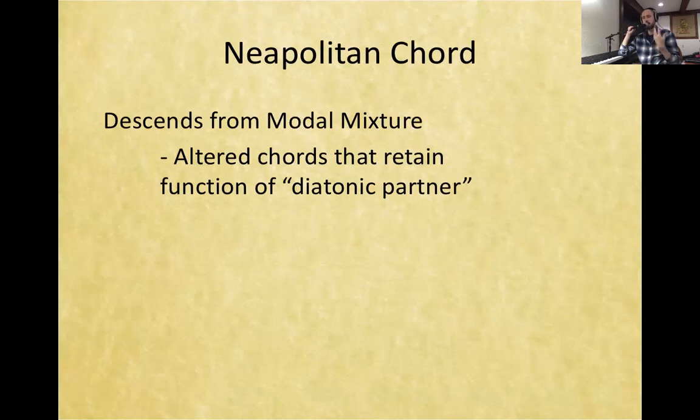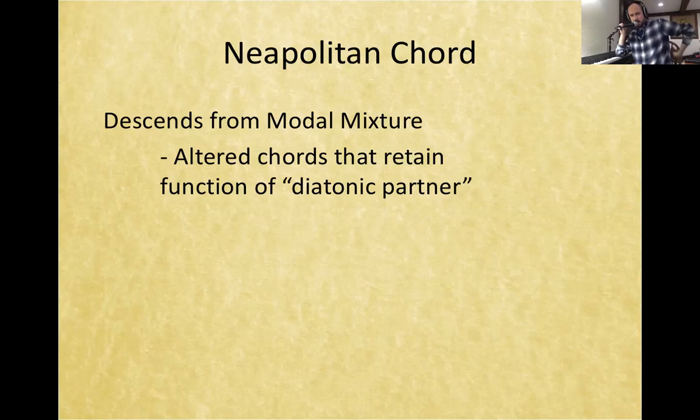By that, we mean that in the modal mixture world, if I'm in G major and instead of a major 4 chord, C major, I use a C minor chord, it still acts like a 4 chord wants to act. It's not changing its function. The diatonic partner, the 4 chord that we expect in the key, and the chromatic chord, the modally mixed minor 4, act the same way. They have the same function. That's going to be the same here with the Neapolitan chord.